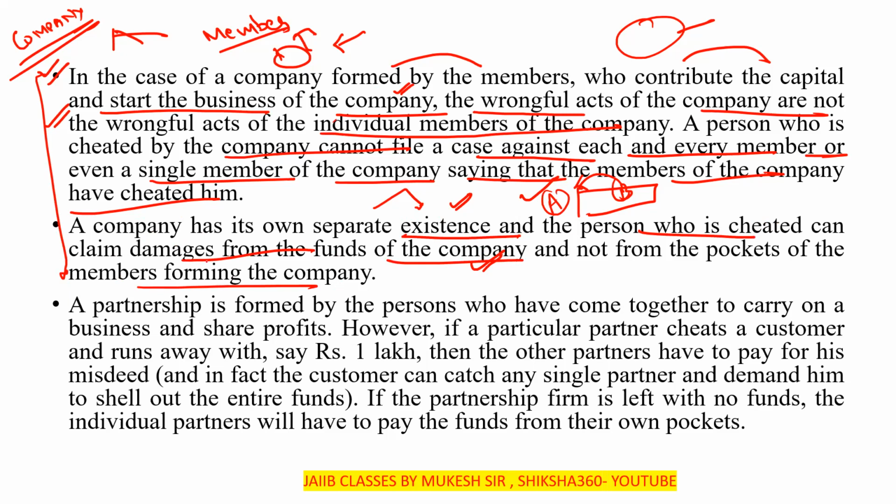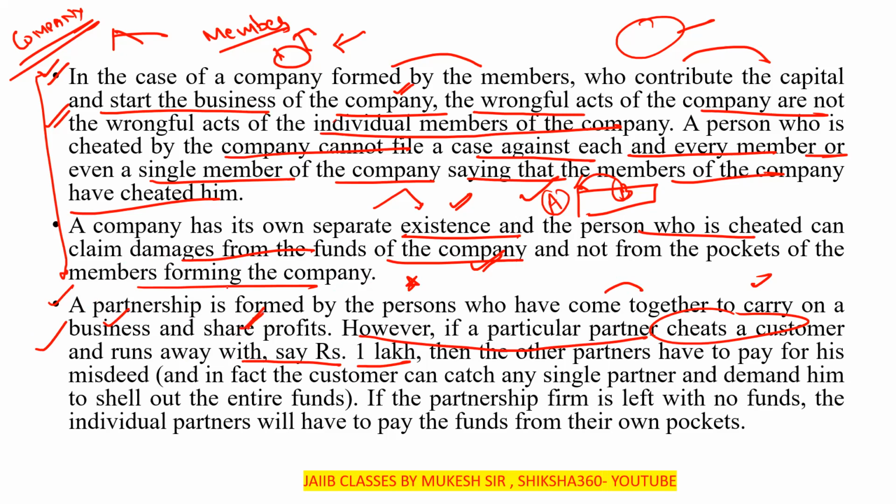Let's understand. A partnership firm is formed by persons who have come together to carry on a business and share profits. However, if a particular partner cheats a customer and runs away, say with rupees 1 lakh, remember that a partnership is formed by persons who have come together to carry on a business and share their profits.